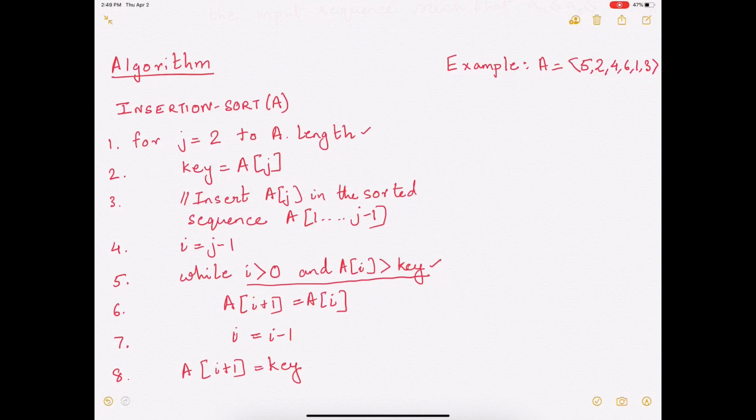And then you're going to decrement I, okay? That's what this while loop does. And after you come out of that while loop, you're going to take the value of key which you had stored in line 2, and copy that over to A[I+1]. This line 8 executes after the while loop. Note that it's not part of the while loop.